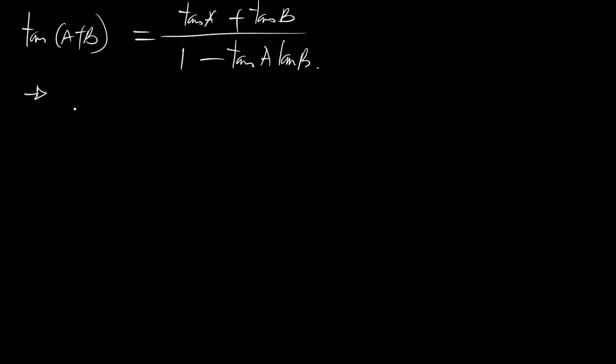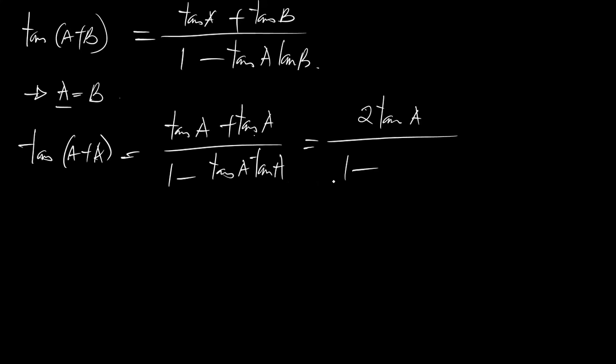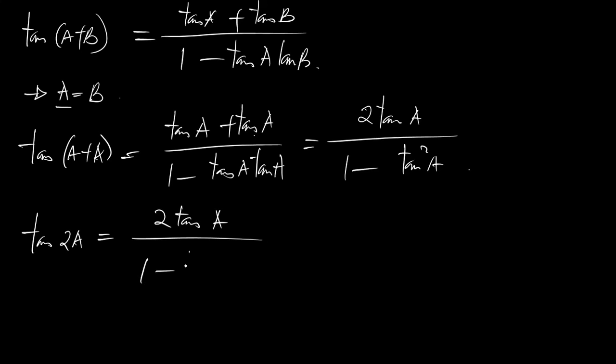Now let's assume A is equal to B. So wherever we see B, we replace it with A. So you now have tan(A plus A) equal to tan A plus tan A divided by 1 minus tan A tan A. This is the same thing as saying tan A plus tan A is 2 tan A, divided by 1 minus tan A times tan A, which is tan squared A. So we now have tan 2A is equal to 2 tan A divided by 1 minus tan squared A.